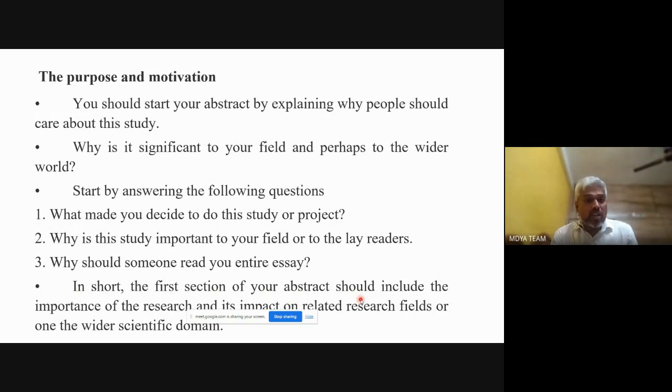The purpose and motivation behind the abstract is, you should start your abstract by explaining why people should care about this study, right? Why is it significant to your field and perhaps to the wider world? Start by answering the following questions. What are the following questions? What made you decide to do this study or a project? Why is this study important to your field or to the lay readers?